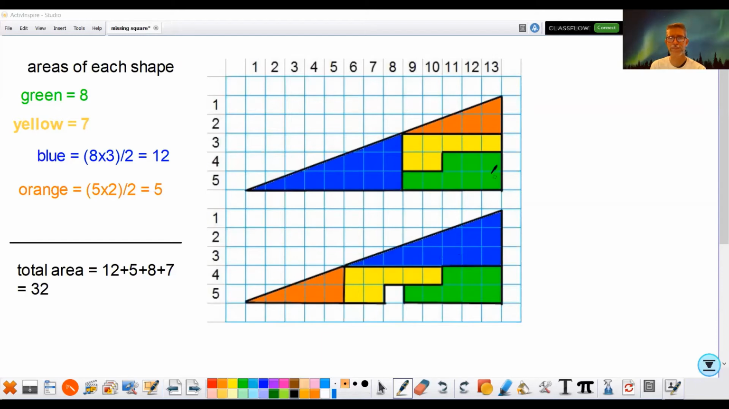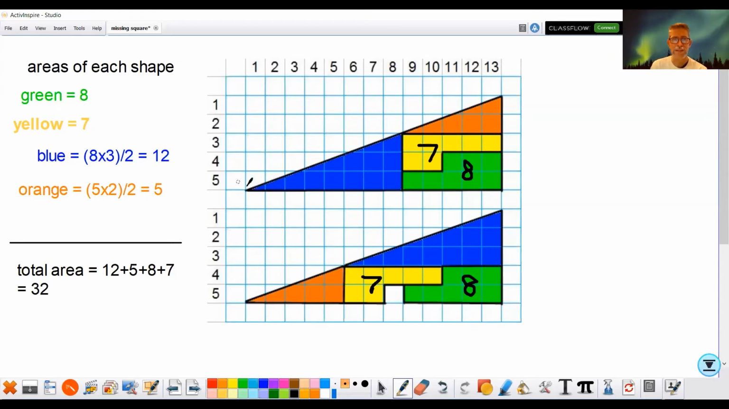So first of all, I wanted to verify these pieces are the same. I counted up the little boxes in this little green piece, and I saw 1, 2, 3, 4, 5, 6, 7, 8. It has an area of 8. Of course, here it is again, an area of 8. I wrote it over here, 8. And then I did the yellow piece. It has 7. Here it is again, 7. Wrote it over here, 7. And then did the blue one.